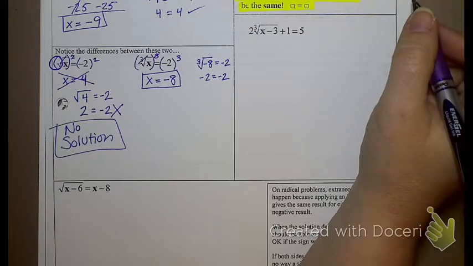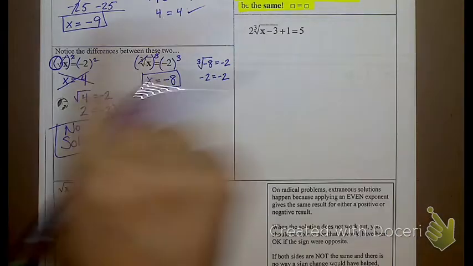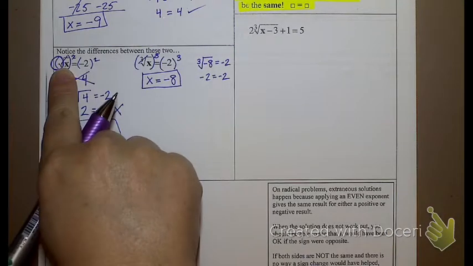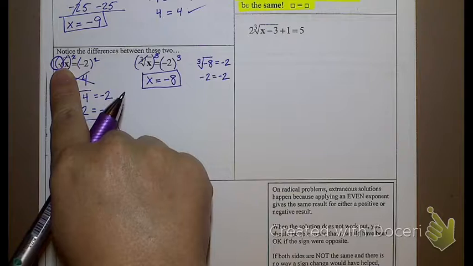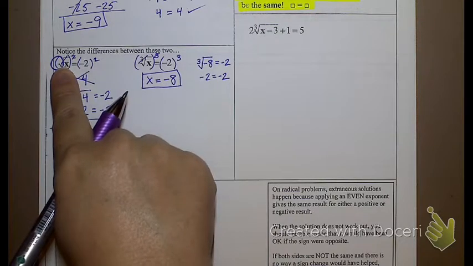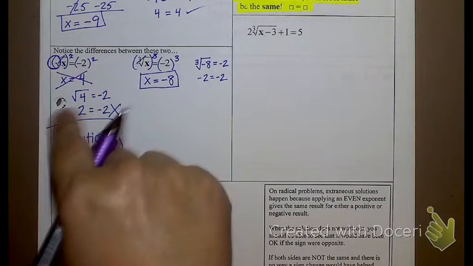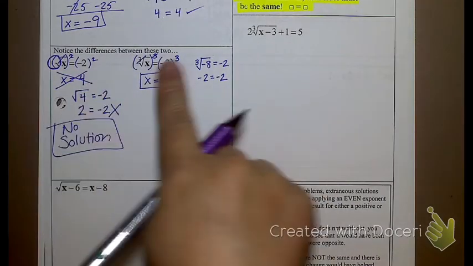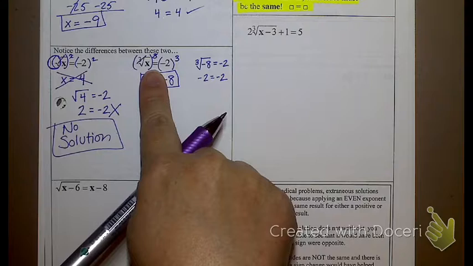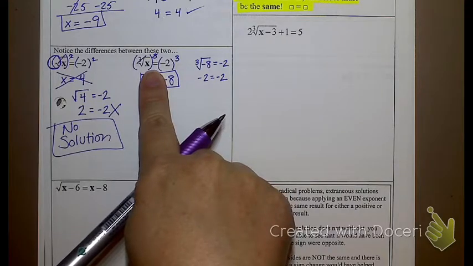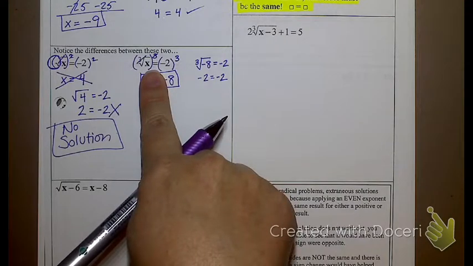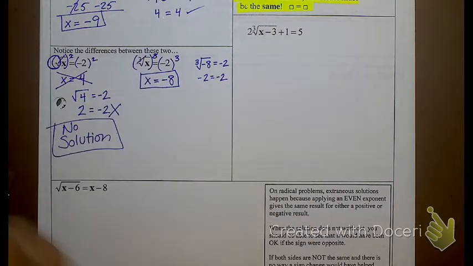All evens. If you are dealing with an even index, a square root that you have to square, a fourth root that you have to fourth, okay? You have to check for extraneous solutions because the plus or minus is where the issue comes in. If you have a cube root, you don't have to check your answer. You can if you want to make sure it's correct, but you don't have to check for extraneous solutions. Does that make sense?